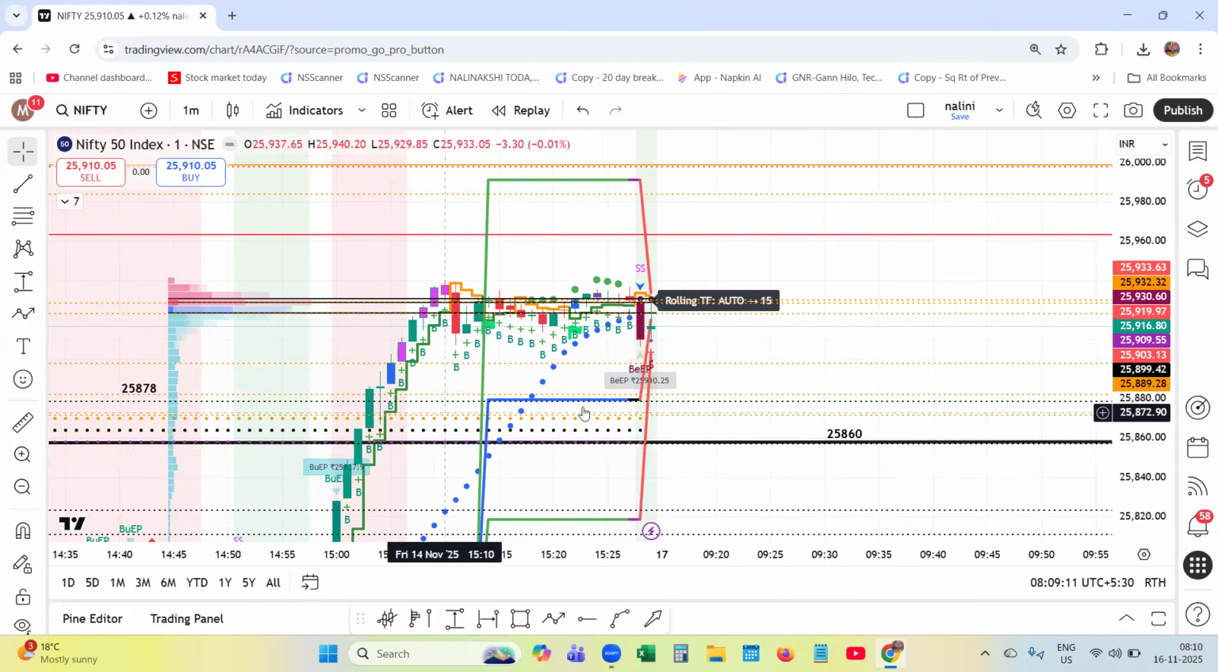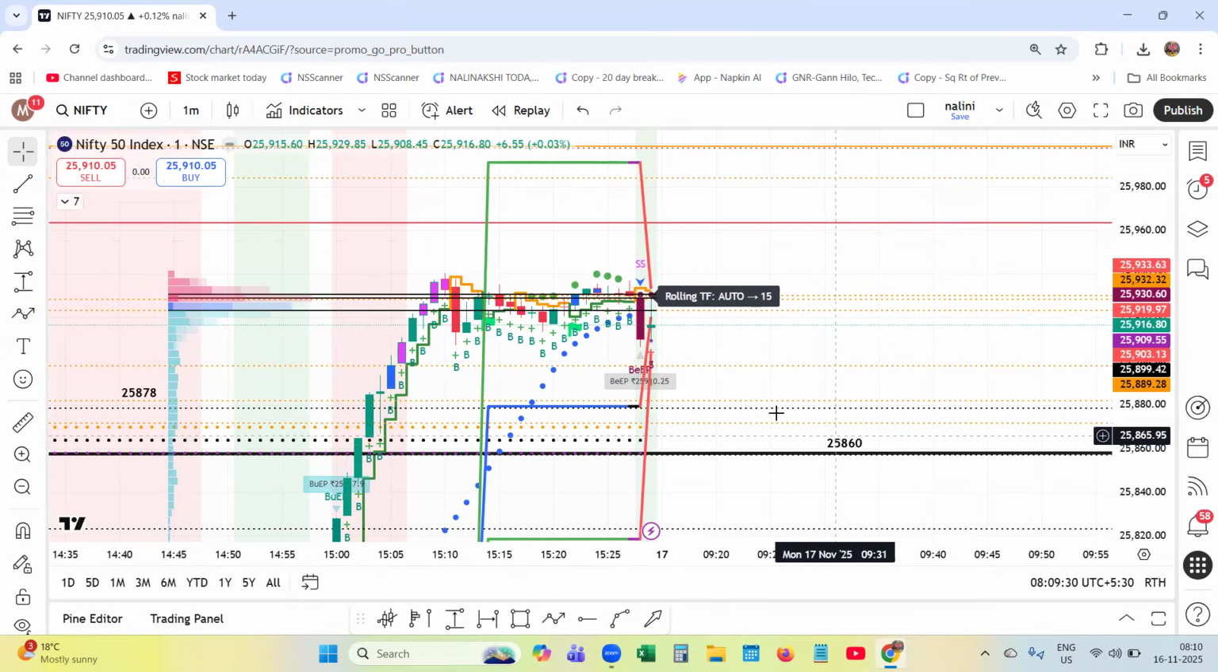The market has risen through this cluster and retested this level, 25,878. That is the black EP line. The black EP line is the 15-minute EP support line, and the yellow EP line is the call writers level. So when there is a cluster of levels over here, that will act as a strong support for the market.